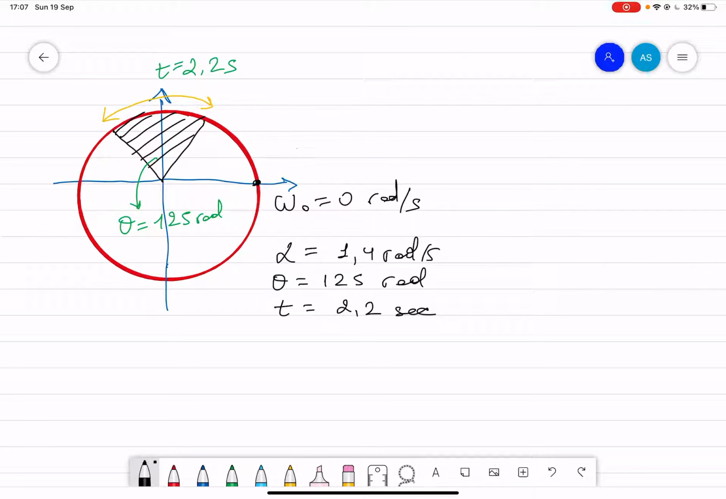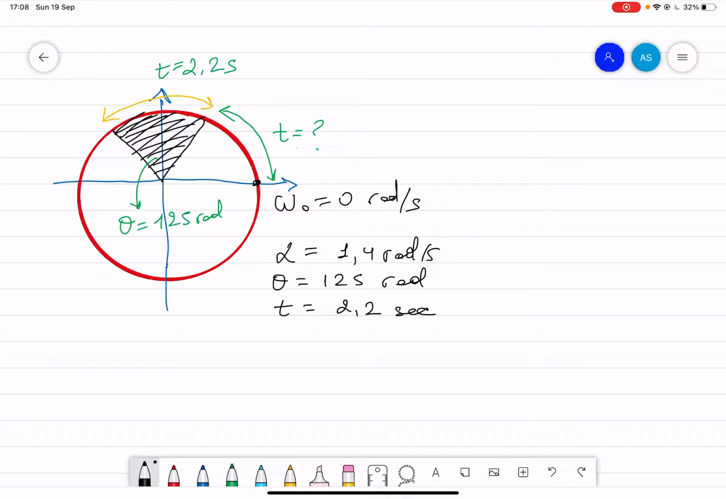So basically, you have to read the question very carefully, because if you misunderstand the question, then you might make a mistake. In this case, in 2.2 seconds, it moved through a certain angle, 125 radians. This question is asking, before starting this 2.2 seconds, how long it needed. So basically, we have to find this time.